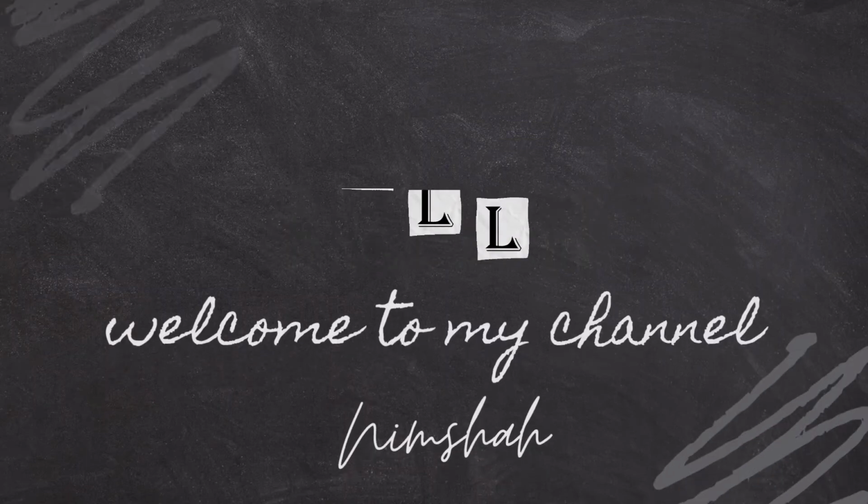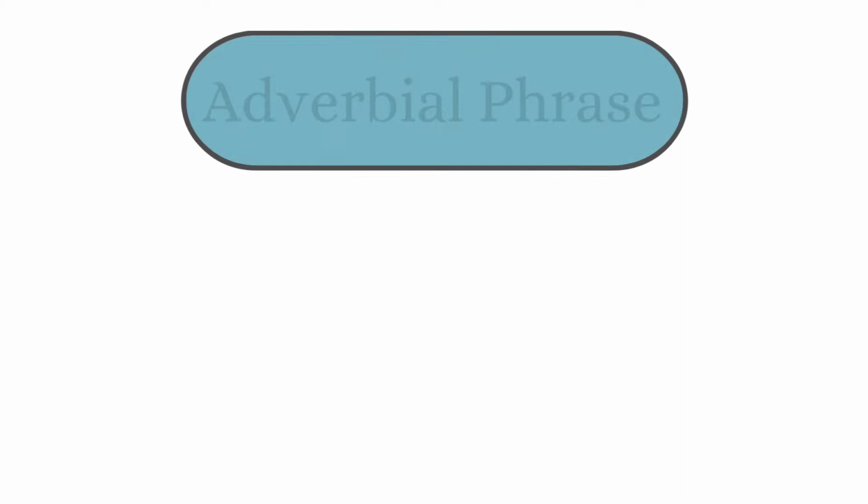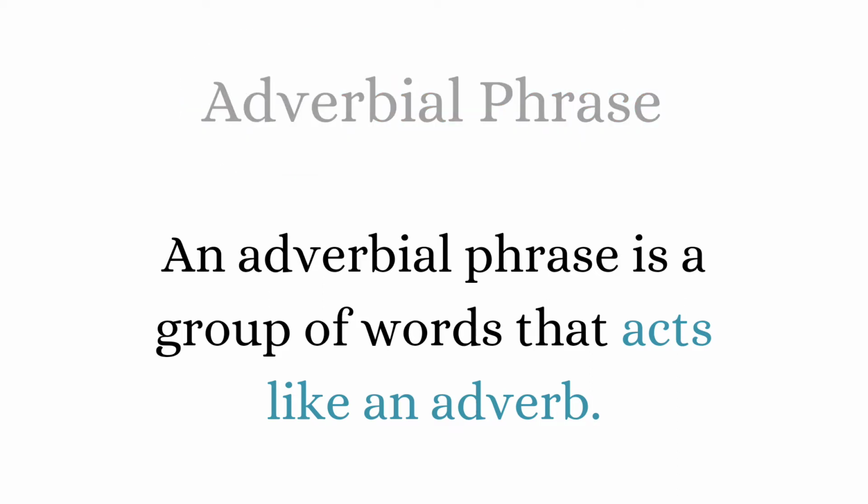In this video, I'm going to talk about adverbial phrases. Here's the definition of an adverbial phrase. An adverbial phrase is a group of words that acts like an adverb. It modifies a verb, adjective, adverb, or even a whole clause.